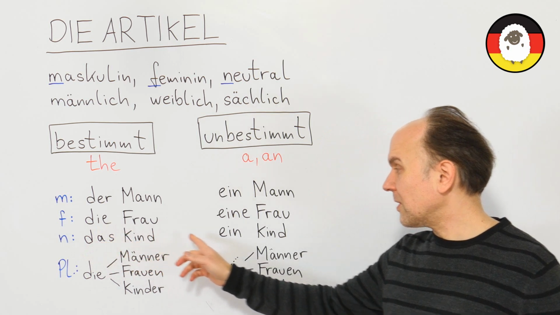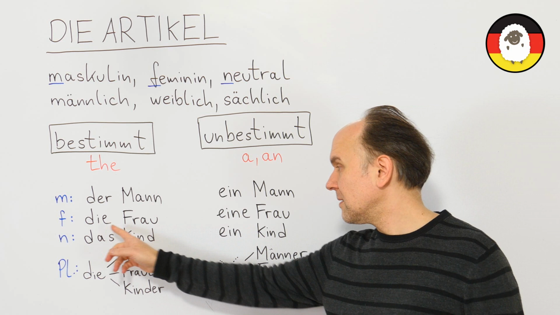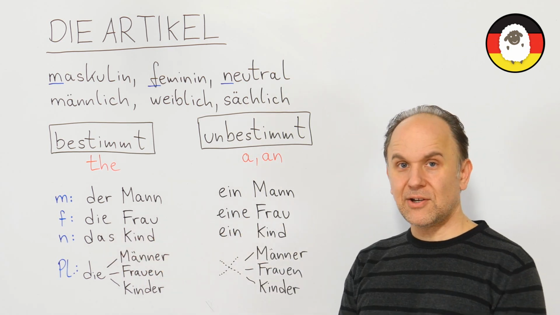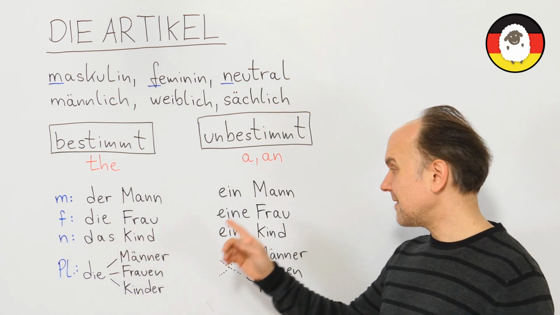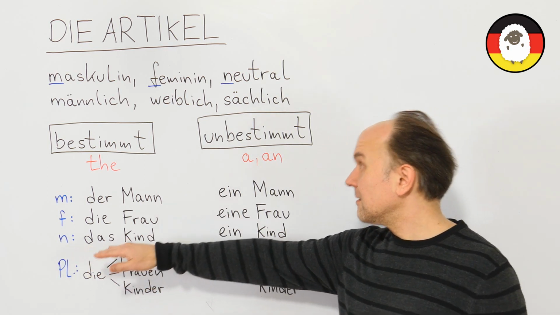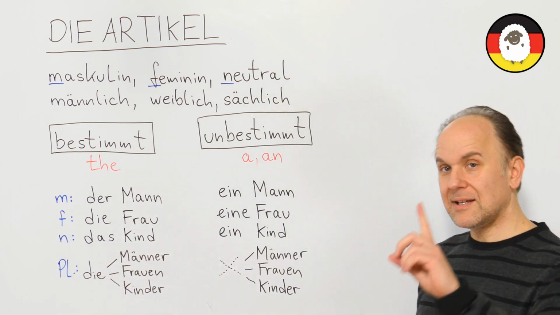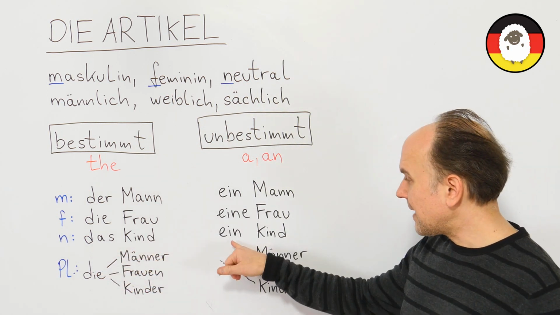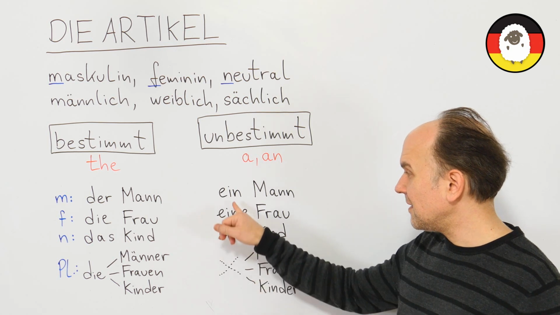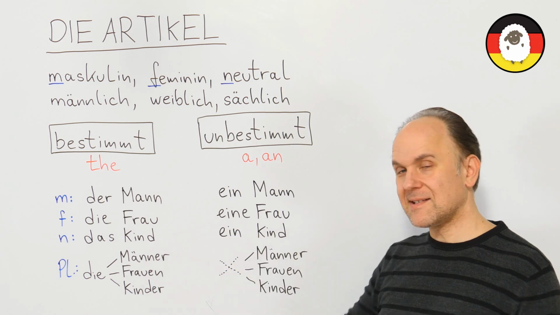Die Frau, or a woman, eine Frau. So die always has eine as the indefinite article. And das, sächlich, neutral, das Kind, or a child, ein Kind, just like the masculine version. It's ein. Only the feminine is eine.